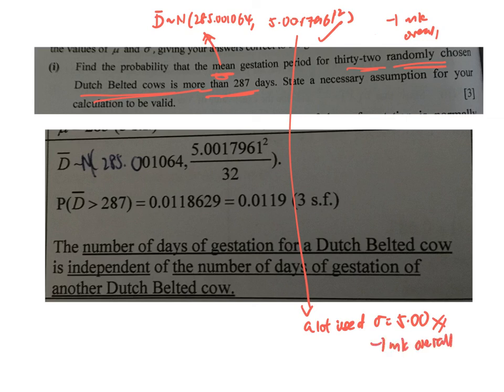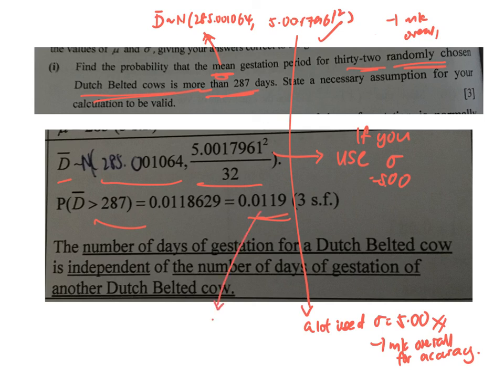For accuracy, this is what I think almost half the cohort did. The correct answer is that your D bar should be following this mean and this variance, and your final answer equals 0.0119. If you actually use sigma equal to 5.00, then your final answer will turn out to be 0.0118. For that I still gave you the answer mark, but I minus 1 mark overall.